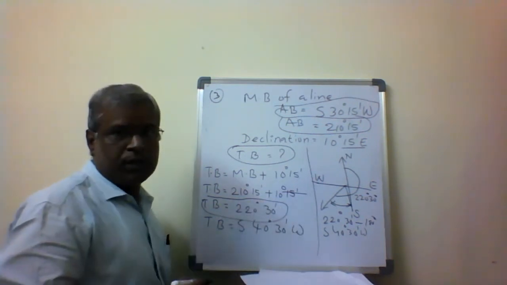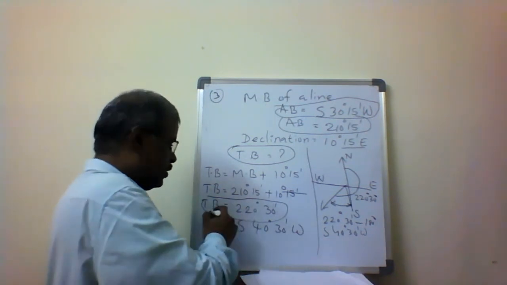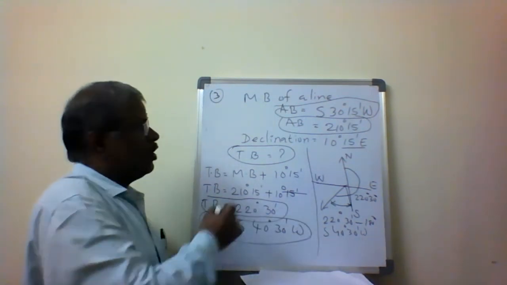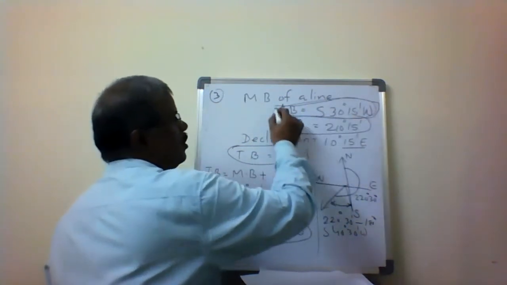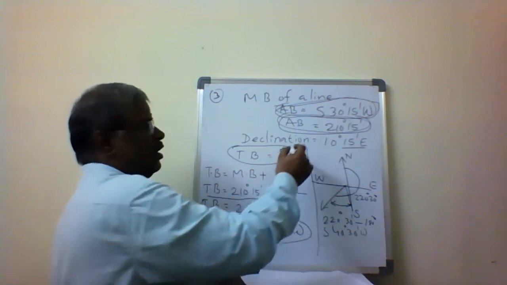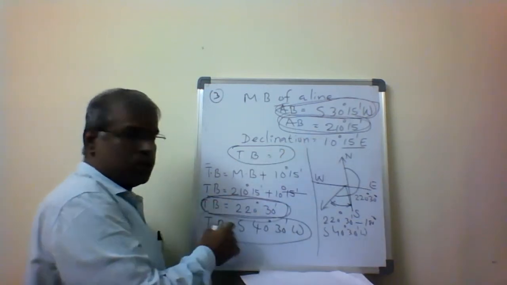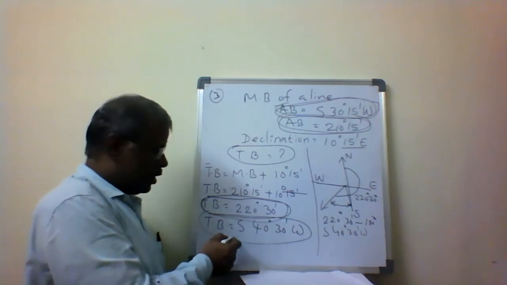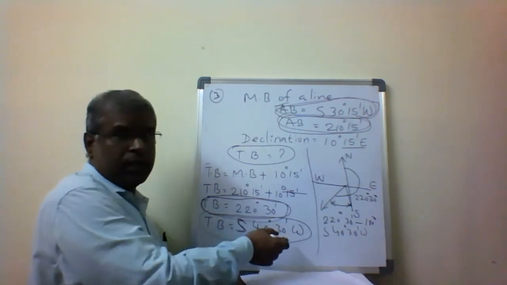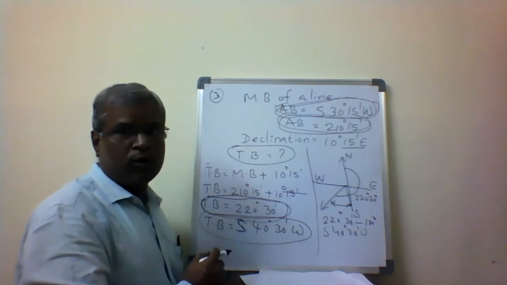In this way, I am referencing the quadrantal bearing system also. Given the quadrantal bearing system, I converted it into the reduced bearing. From that, I calculated the true bearing. Once again, I am showing the true bearing in terms of the quadrantal system. So finally, the answer also comes in the quadrantal bearing system.